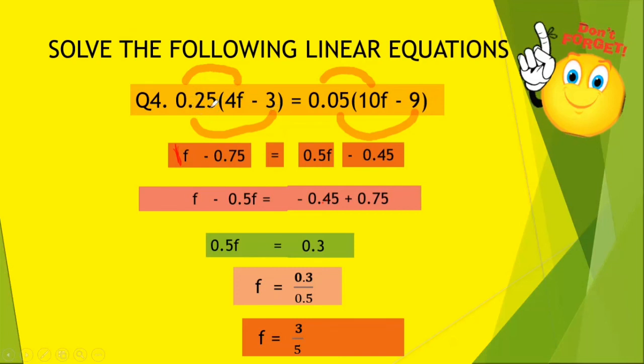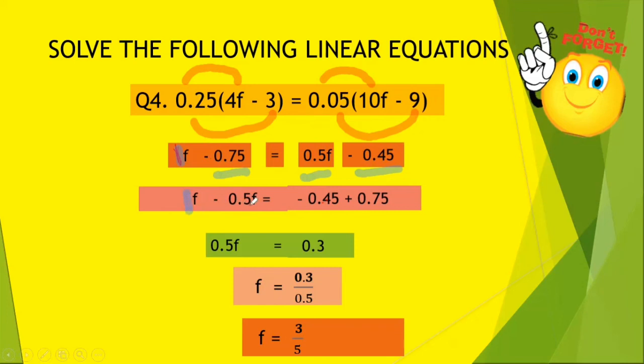So 0.25 into 4, we got 1f. 0.25 into minus 3, we got minus 0.75. 0.05 into 10f, we got 0.5f. 0.05 into minus 9, we got minus 0.45. Brought all the terms with f here. 0.5 comes here, it becomes minus 0.5. Minus 0.75 goes here, it becomes plus 0.75.